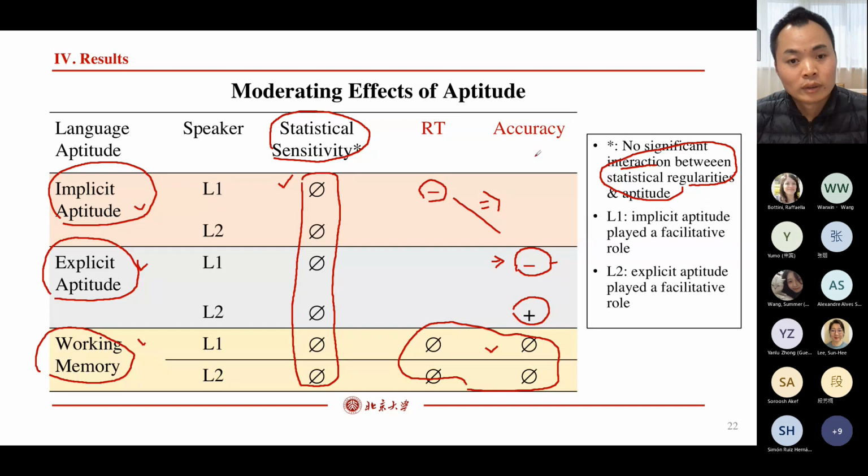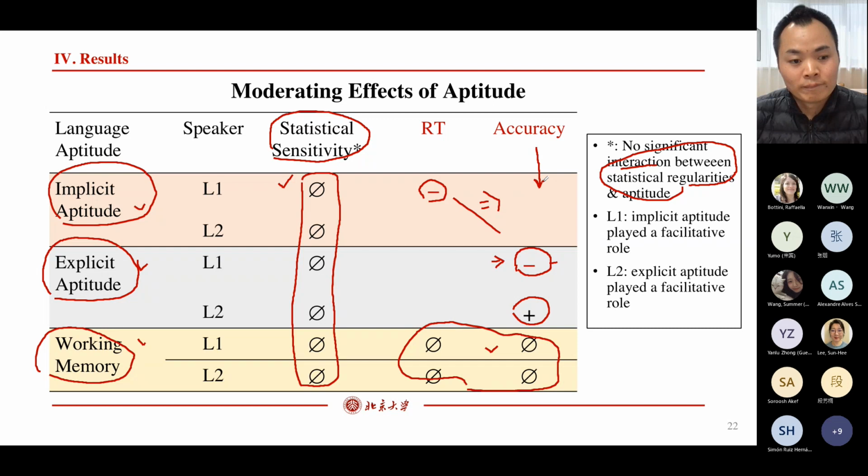The pattern was shown only when using accuracy data, and we found that for L2 speakers, if they achieved higher scores in the explicit aptitude test, they are going to be more accurate when making acceptability judgments for English collocations. And I think this result is also consistent with their way of learning English collocations.